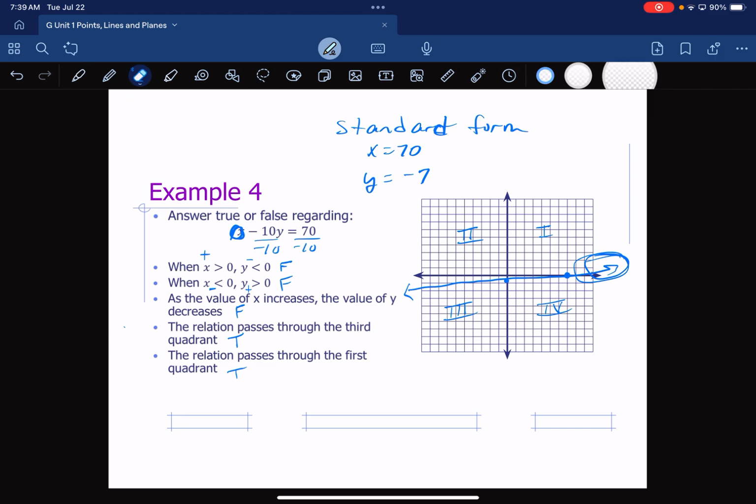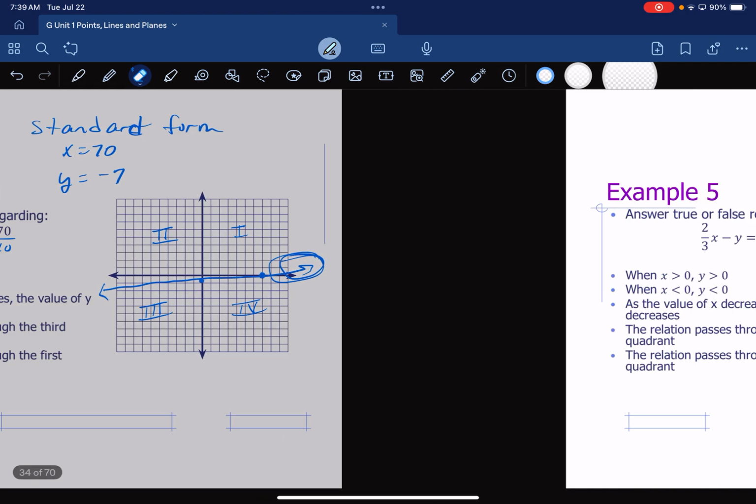So the best thing to do is take the equation and graph it, right? Standard form, so I use the x and y intercepts. And then analyze the statements and see if they're true or false. It makes it much easier.